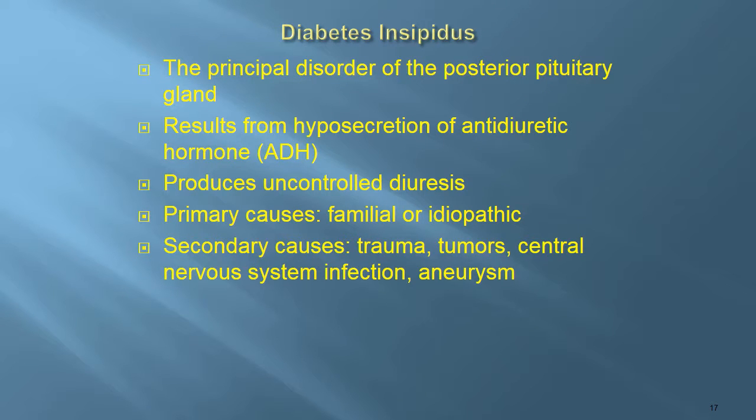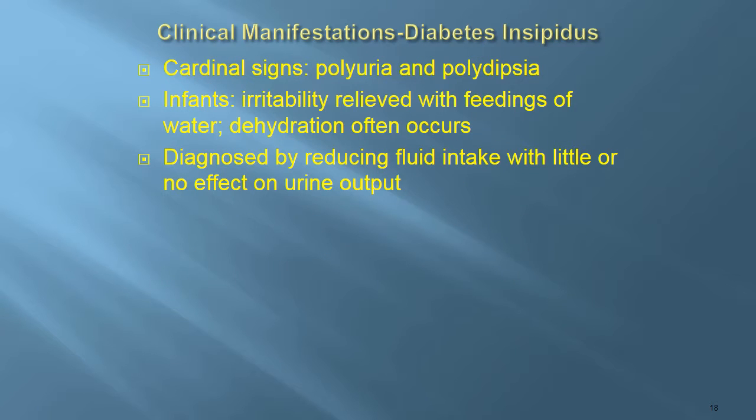Diabetes insipidus is the principal disorder of the posterior pituitary gland. It results from hyposecretion of antidiuretic hormone, also called ADH. It produces uncontrolled diuresis. The primary causes are familial or idiopathic. Secondary causes include trauma, tumors, central nervous system infection, and aneurysm. The cardinal signs of diabetes insipidus are polyuria and polydipsia.